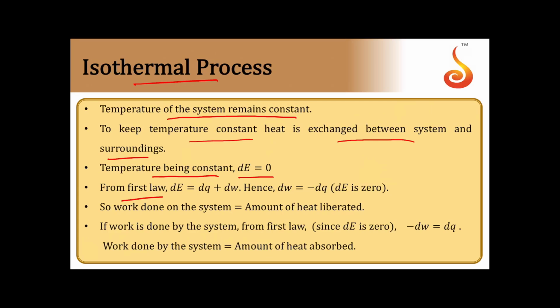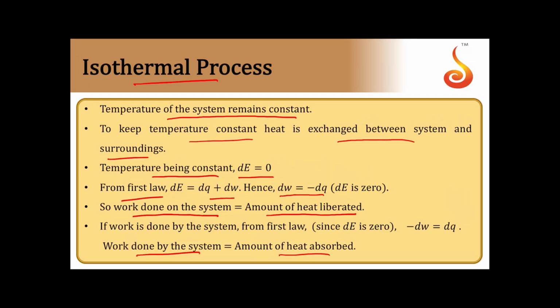Again, from the first law of thermodynamics, dE is equal to dq plus dw, and since dE is equal to 0, we can say dq is equal to minus dw. If work is done by the system, heat is absorbed. If work is done on the system, heat is liberated, because it has to maintain the same temperature. So work done on the system is equal to the amount of heat liberated, and work done by the system is equal to the amount of heat absorbed.